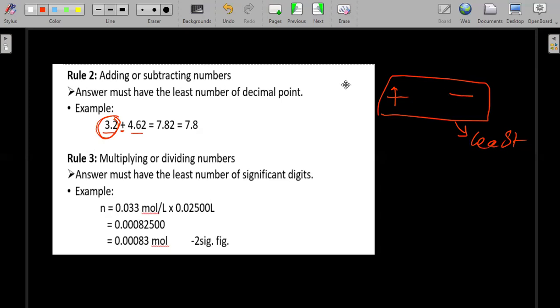When we add 3.2 plus 4.62, we are getting 7.89. And we've made mention that the one with the least decimal places here is 3.2, meaning our answer should have one decimal place. So we usually leave our answer to one decimal place. In this case, we have a 2, which is less than 5, so we'll drop the 2, and we'll remain with an 8 there. That's what you need to apply.